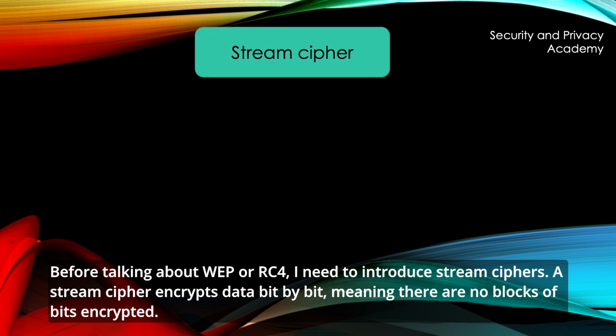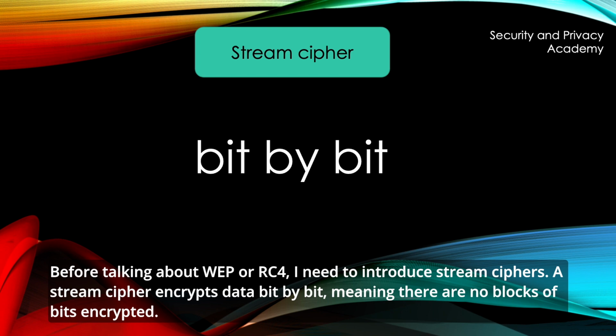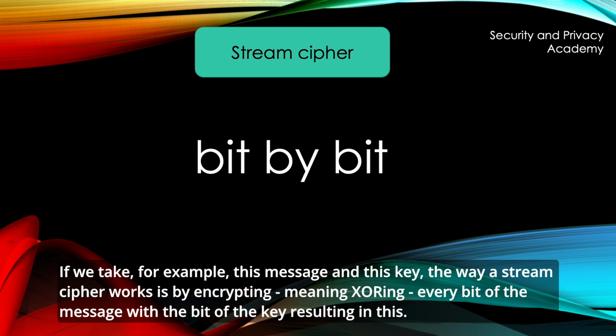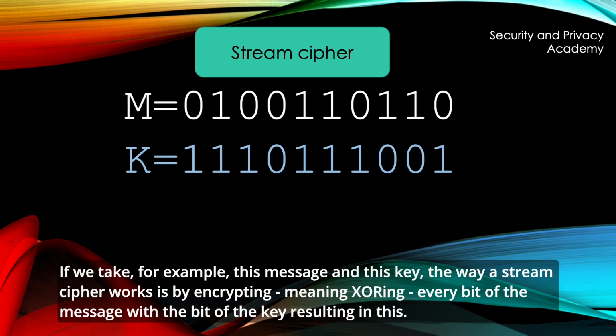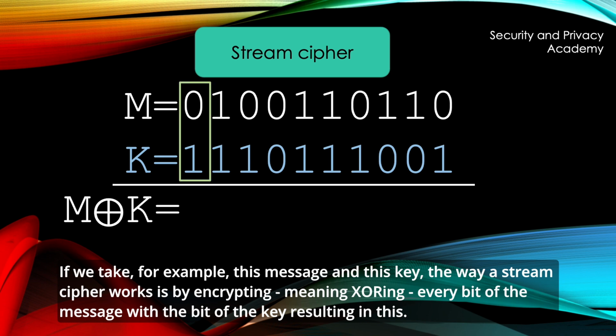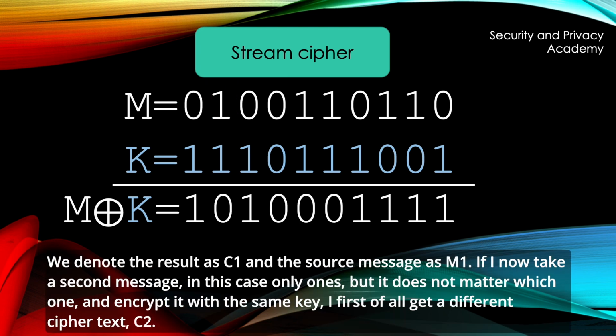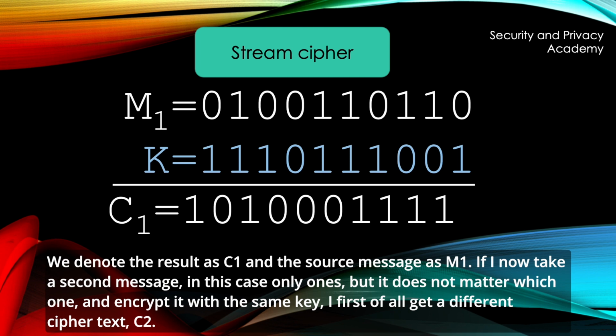A stream cipher encrypts data bit by bit, meaning there are no blocks of bits encrypted. If we take, for example, this message and this key, the way a stream cipher works is by encrypting, meaning XORing, every bit of the message with the bit of the key, resulting in this. We denote the result as C1 and the source message as M1.